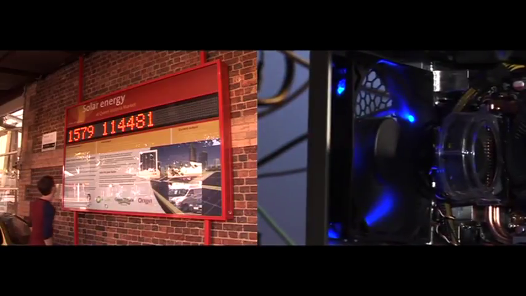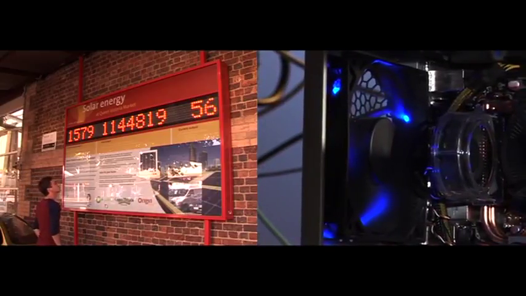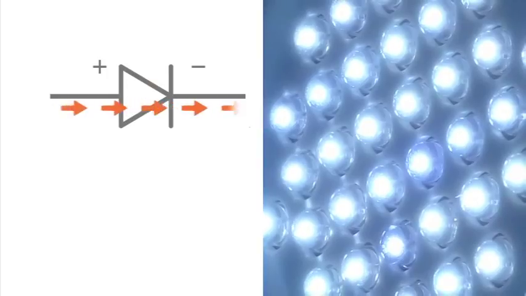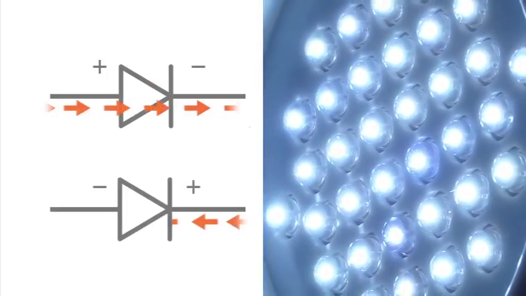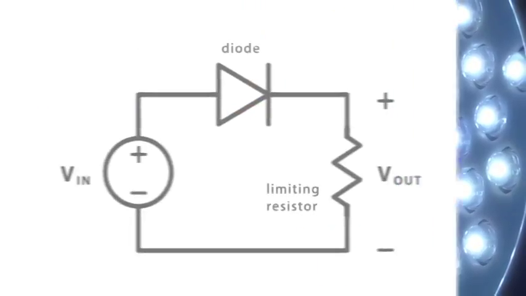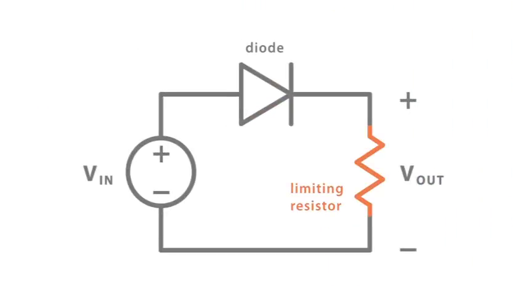Diodes are used in many modern electronic devices. A diode allows current to flow in one direction, but not the other. Diodes are always connected in series with a resistor, called a limiting resistor, that increases the circuit resistance and protects the diode from large voltages or currents, which could damage it.